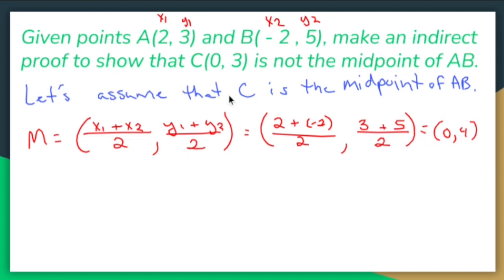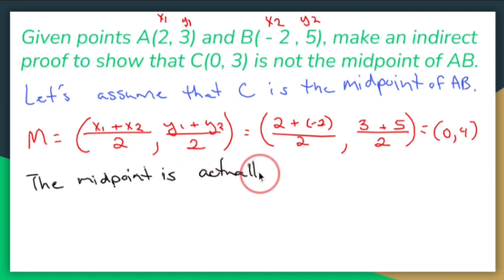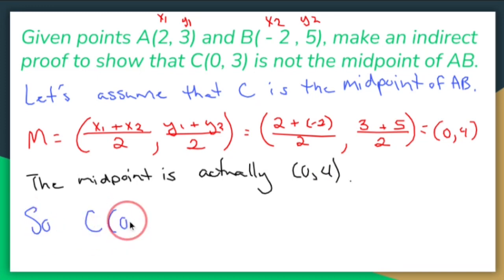So we assumed that C (0, 3) is the midpoint. We found out that the midpoint is actually (0, 4). So we can end up by saying, so C, which was (0, 3), is not the midpoint.